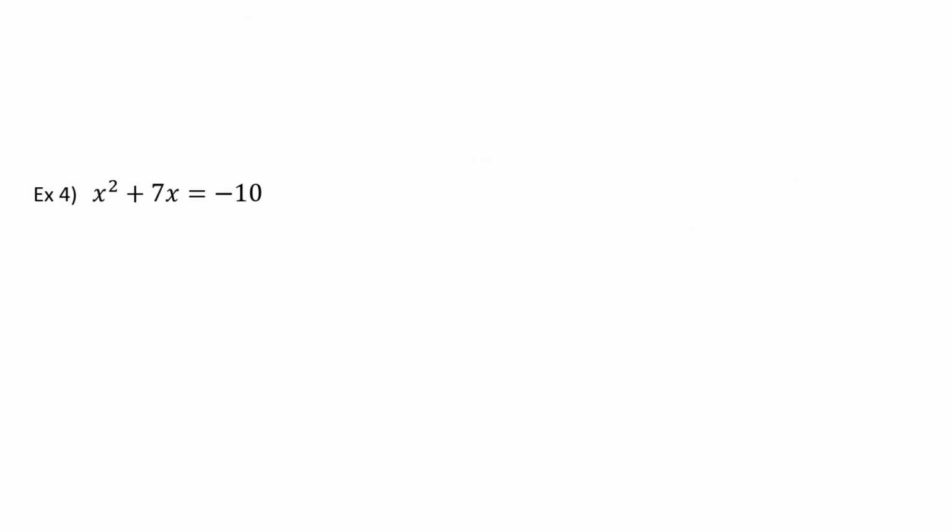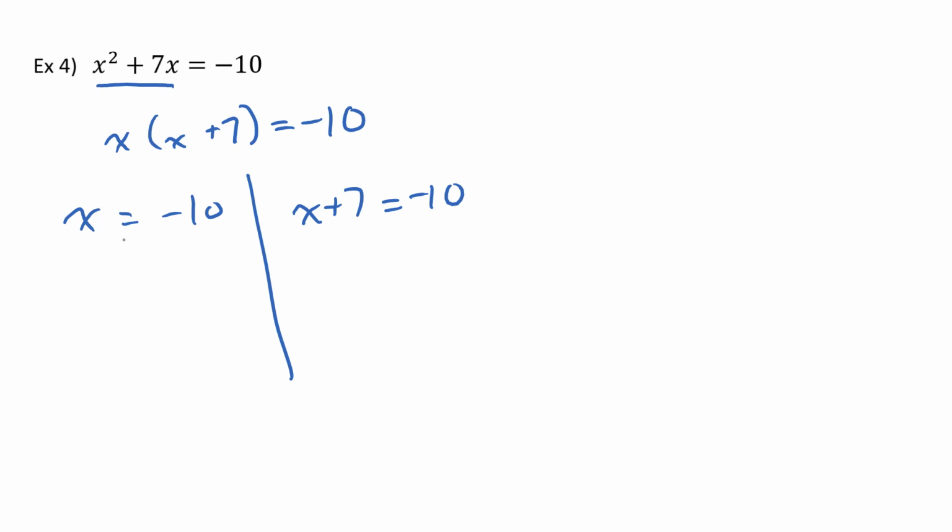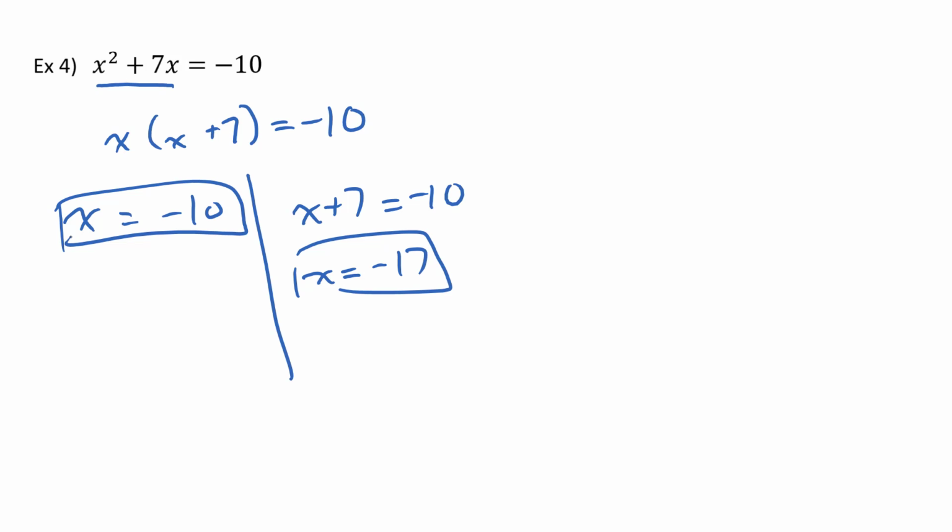Let's try the next one. Example 4. What do you see here? This looks like the other one. I'm going to do something here, but please, this is incorrect. So if you did it like the last one, we could take an x out. x times x plus 7 equals negative 10. And then what some people might do is they say x is equal to minus 10, and x plus 7 is equal to minus 10. So x is equal to negative 17. Two correct answers. Wrong. Those are two incorrect answers.